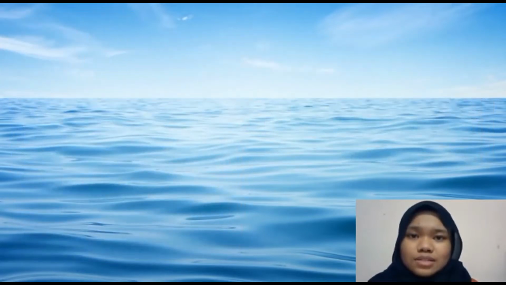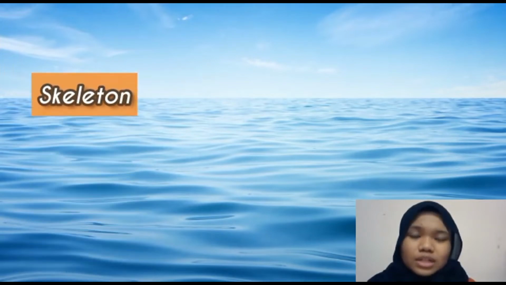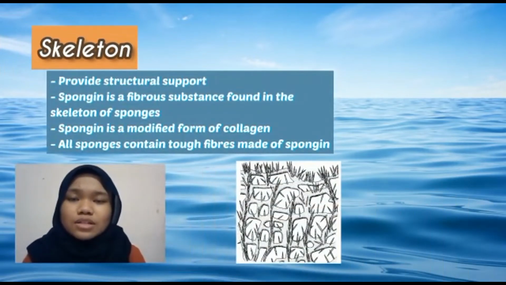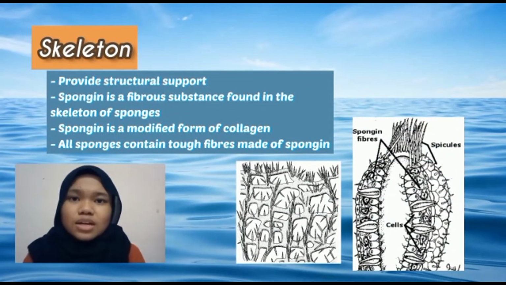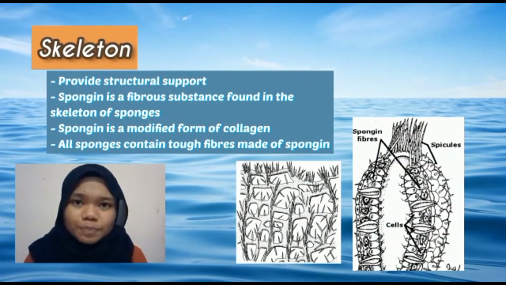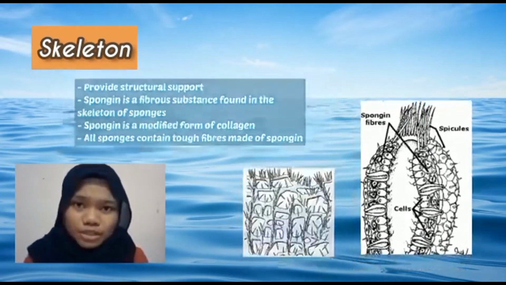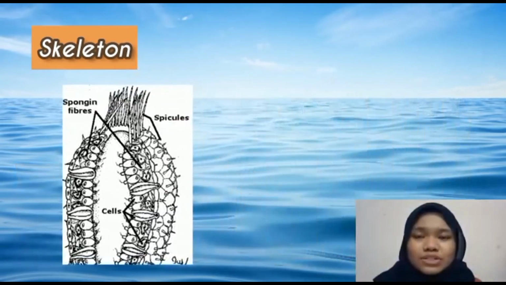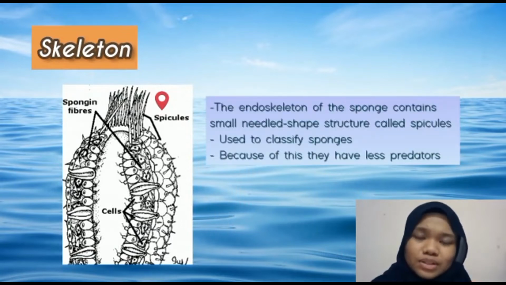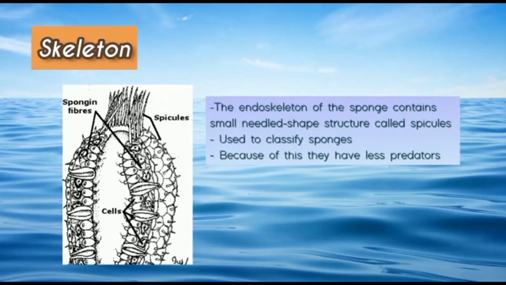Sponges have skeletons that help provide structural support. Spongin is a fibrous substance that is found in the skeleton of the sponges, and it is a modified form of collagen. All sponges contain tough fibers that are made from spongin. The endoskeleton of a sponge contains needle-shaped structures called spicules. These spicules are used to classify sponges whether they are bony, glassy, or spongin sponges. And these spicules are the reason why sponges have fewer predators, because a mouthful of spicules is an unpleasant experience.